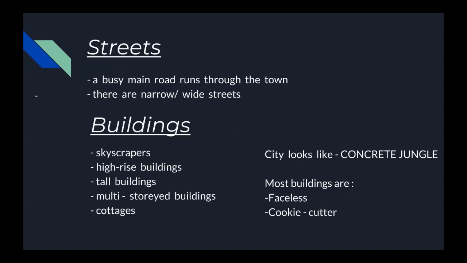And after that, if you are talking about the streets, you will say that a busy main road runs through the town, or you can say that there are narrow streets, or if there are wide streets, then you can tell them that. About the buildings, you can tell them that there are skyscrapers and high rise buildings, and it is a place where many multinational companies have their offices. There are multi-storied buildings and cottages. So the interviewer will get to know about the vocabulary you are using, and it will be varied vocabulary, not just concentrated around a few limited words.